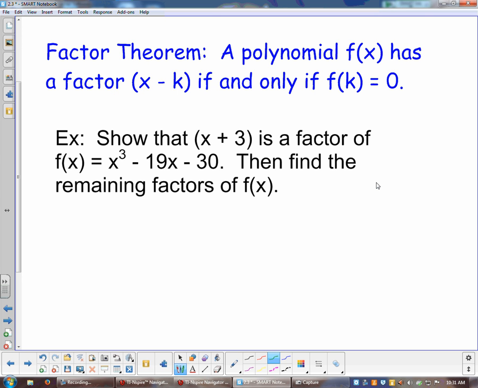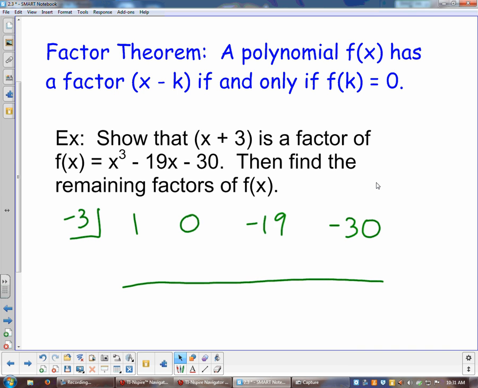We're going to use synthetic division, and we're going to hope that the remainder is 0. So go ahead and do that. What are we putting in the box? -3. What numbers are we putting next to it? 1, 0. We need that 0. All right, go ahead and do this and show that you are getting 0 as your remainder.